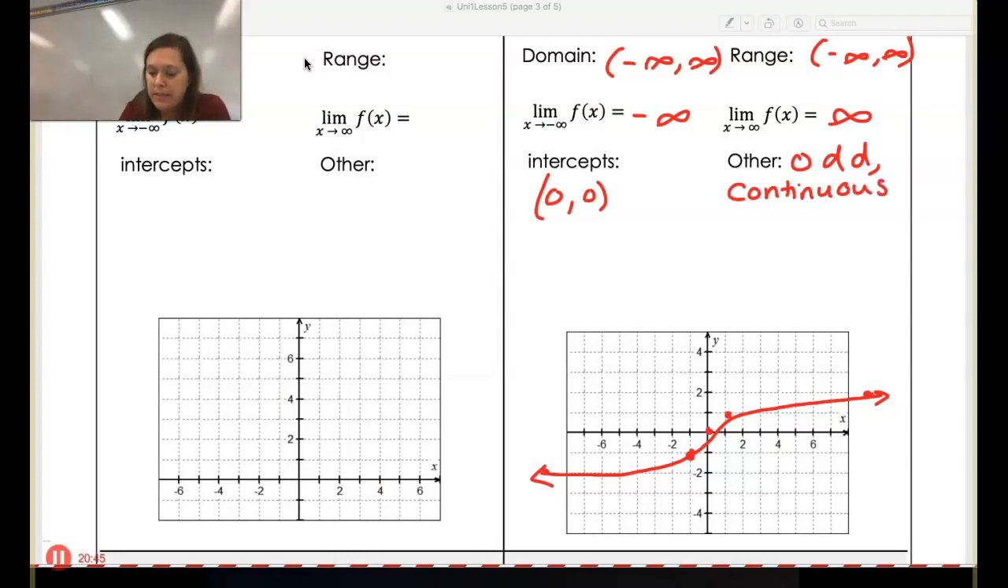Do we have any boundedness there? Nope, so I'm going to say it's unbounded. There isn't an absolute max or min. What else? Increasing or decreasing? I'd say it's increasing the whole time.